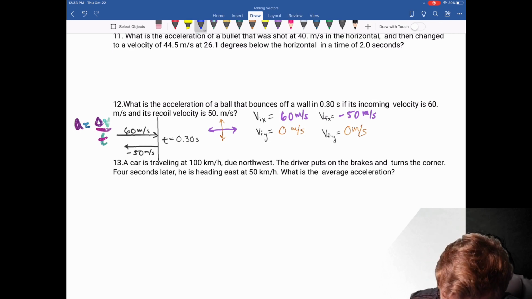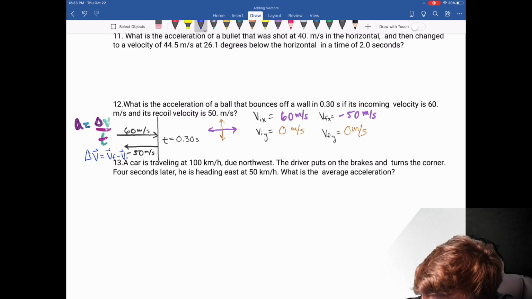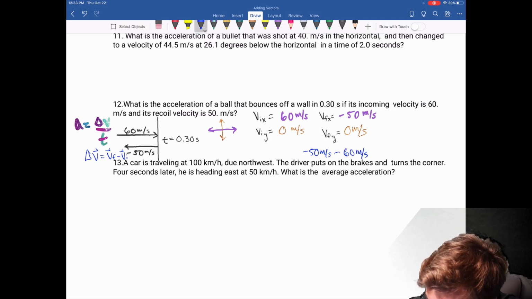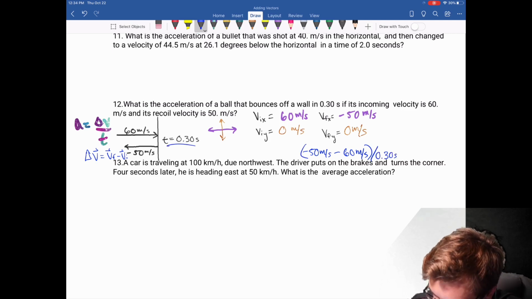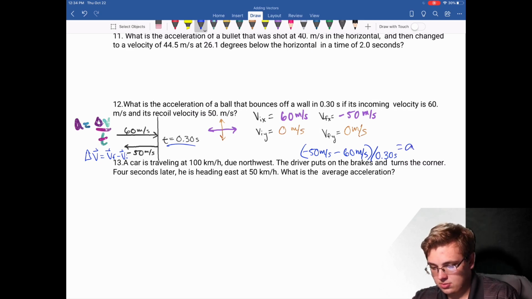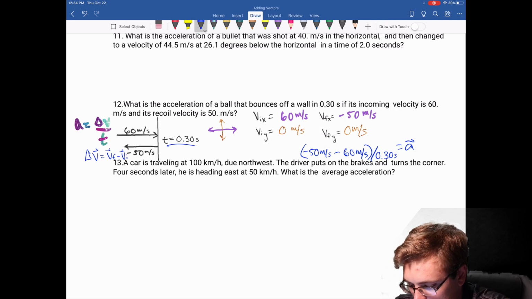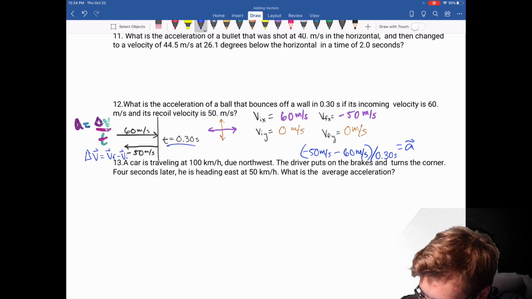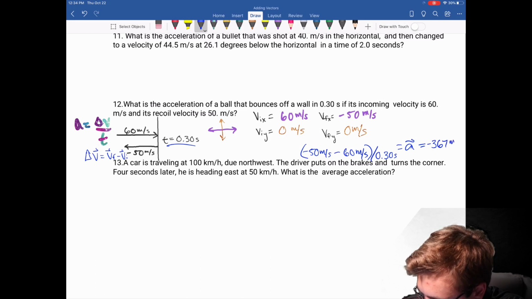So, by the way, change in V equals VF minus VI, just if we were forgetting what it meant. So, our VF, negative 50 meters per second, minus 60 meters per second, divided by our 0.30 seconds equals our A, and that's just going to be negative 367 meters per second squared.